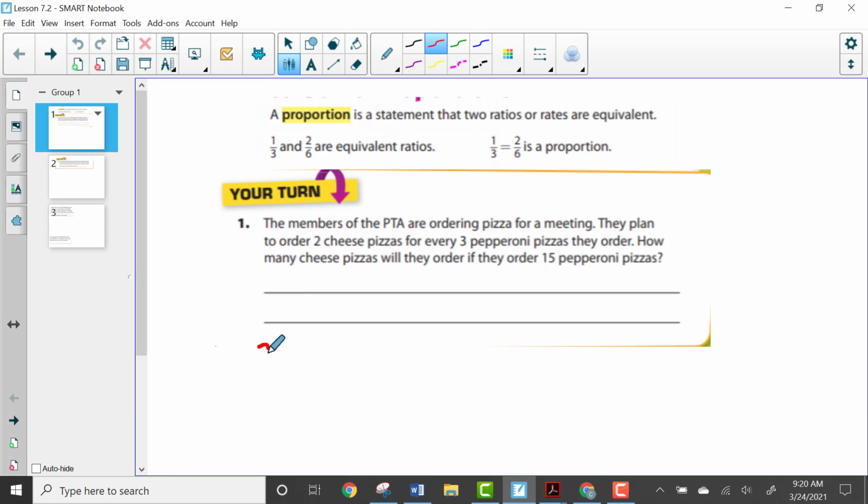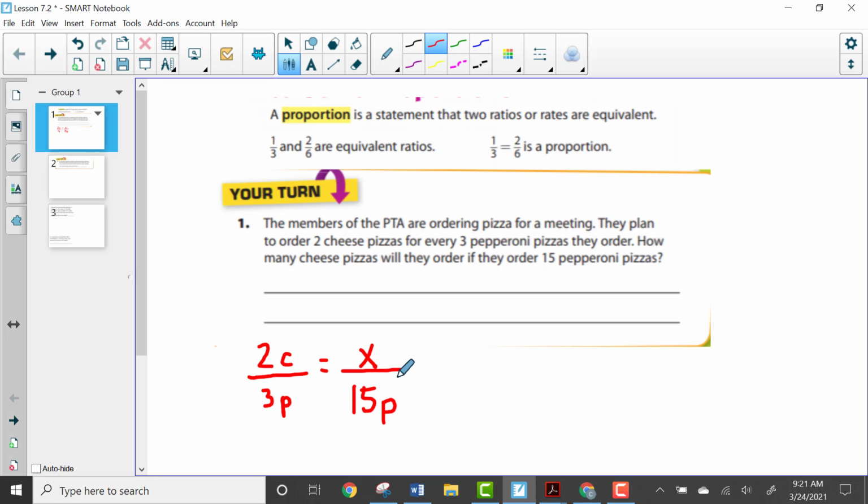So what we have here is 2 cheese for every 3 pepperoni is going to equal, now when you're setting this up as a proportion, you have to make sure that the labels are the same. So 2 cheese, 3 pepperoni is going to equal 15 pepperoni, but we don't know how many cheese pizzas there are. So we'll call this X. We don't know that number there.